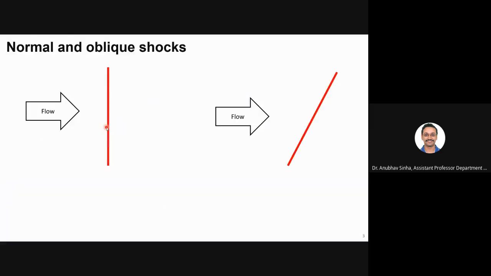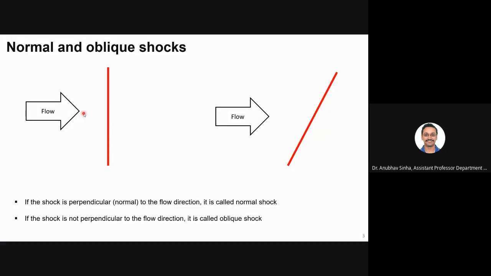So this slide you have already seen. What is the difference? In a normal shock, the flow is perpendicular to the shock. There is no component which is parallel to the shock wave. But in an oblique shock, the shock is at an angle to the flow.